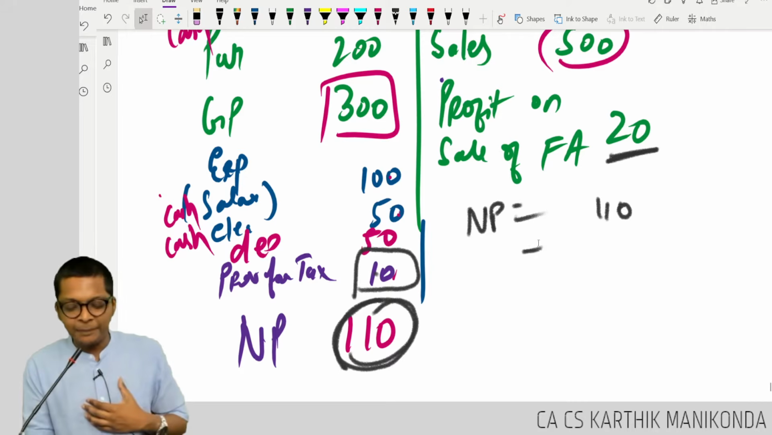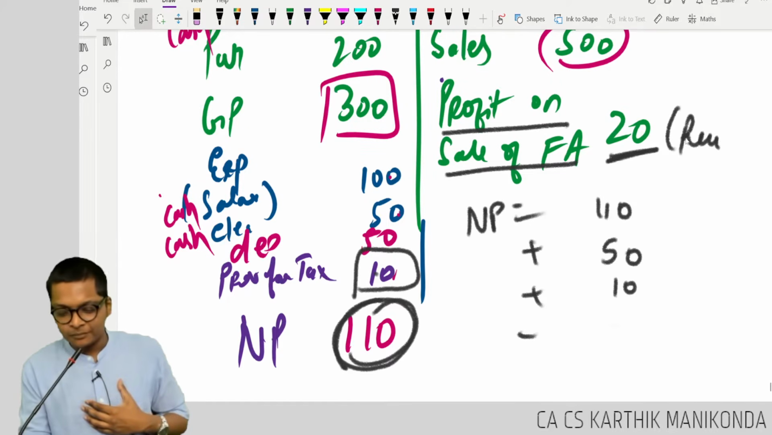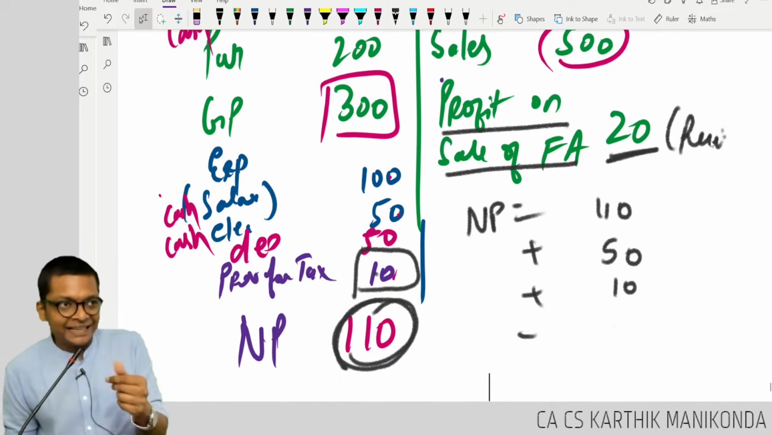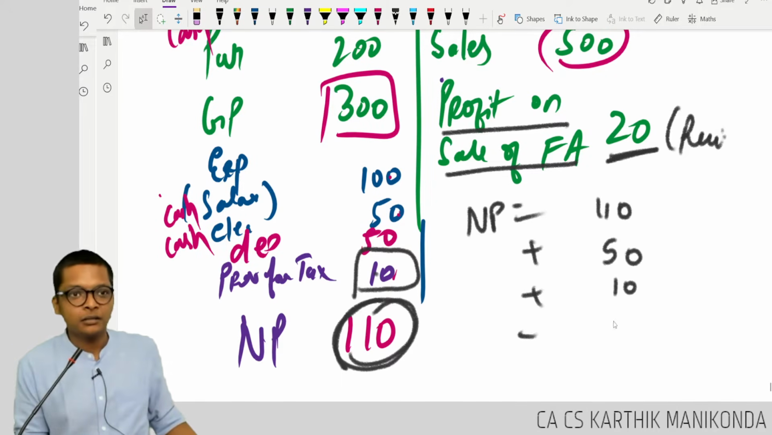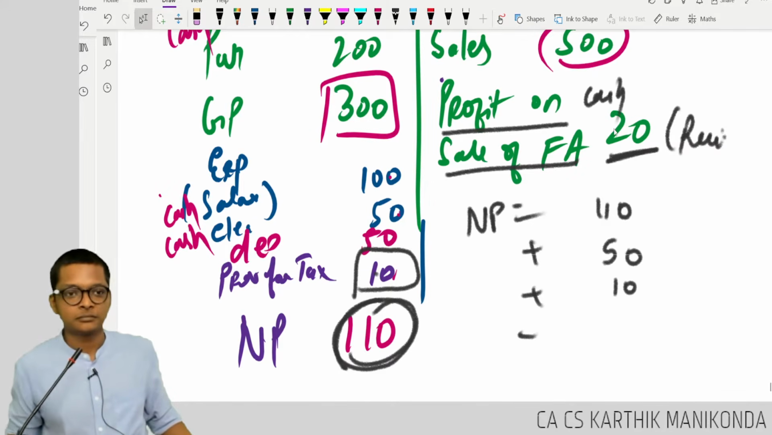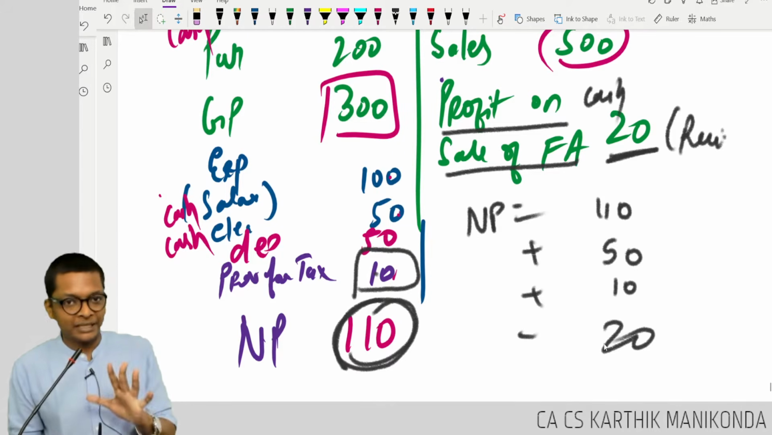110. With me, guys, add back 50 depreciation, add back 10 provision, minus what? Minus 20 or nothing? Profit on sale of fixed asset. This is received. It has been received. It is cash. Should I reduce 20? Why? This is not non-cash. This is a cash item now. But I will still reduce. I will tell you why.